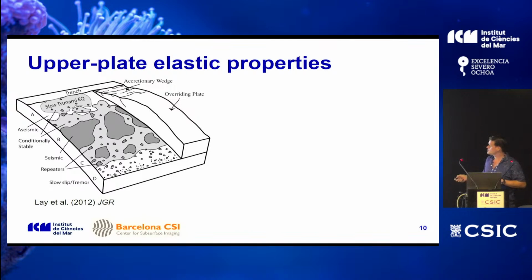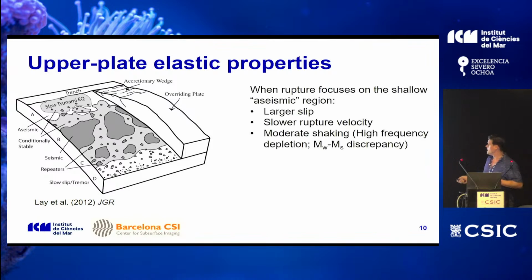Now there's another, shallow region called aseismic. Aseismic means that it won't release seismic energy, but a particular class of earthquakes called tsunami earthquakes rarely occur in this region. And when these earthquakes occur, they had larger slip, so larger fault displacement, slower rupture velocity, they propagated slowly, and moderate shaking compared to earthquakes that occur in this region over here.